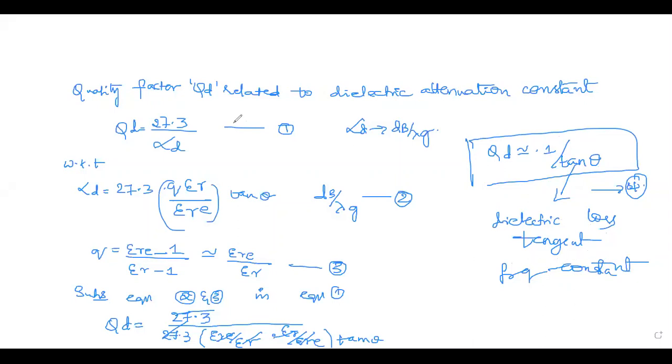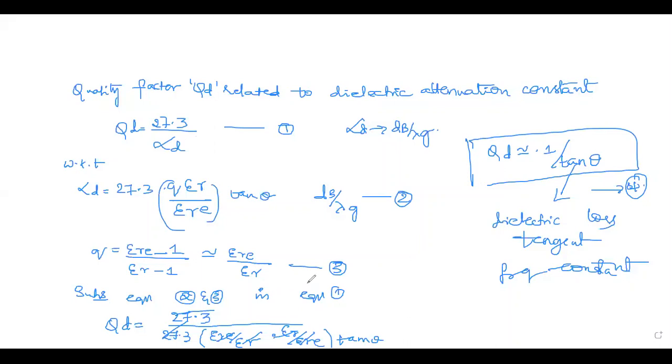So the first step is to write down the quality factor equation of dielectric attenuation constant, 27.3 by alpha D. Make it equation 1 and write the equation of alpha D, that is 27.3 Q epsilon R by epsilon RE tan theta, where Q is the filling factor, epsilon RE minus 1 by epsilon R minus 1. Approximately, for simplification purpose, we make it epsilon RE by epsilon R.